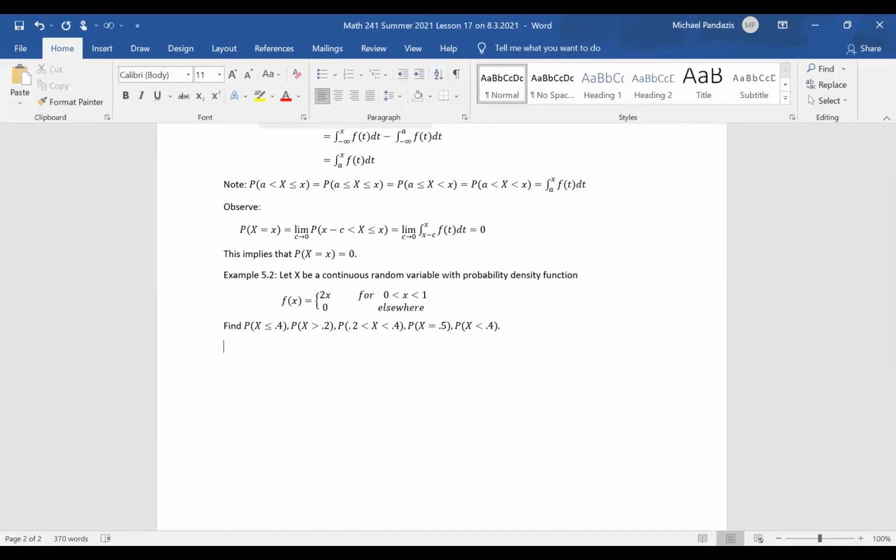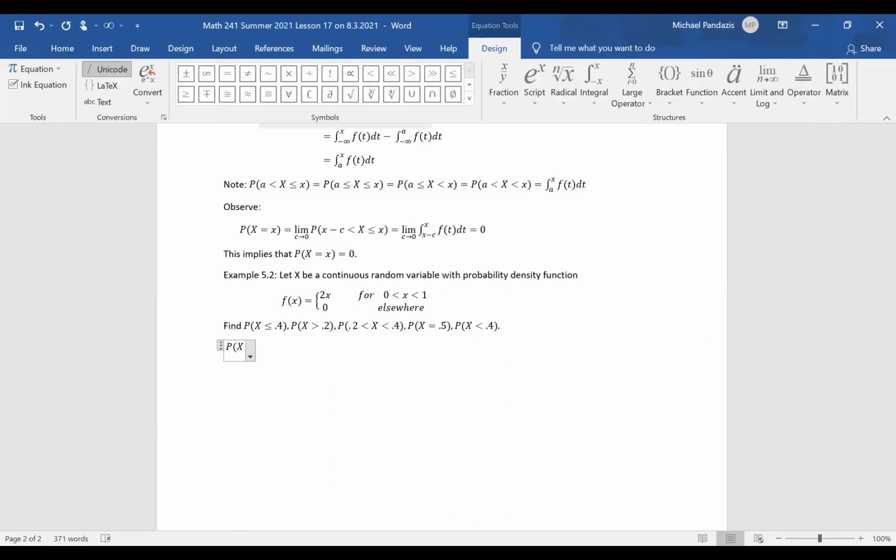Okay, so we're going to find these 5 probabilities from this PDF of the continuous random variable capital X. Okay, so let's start with the probability that capital X is less than or equal to 0.4. So we think about the integral this corresponds with.